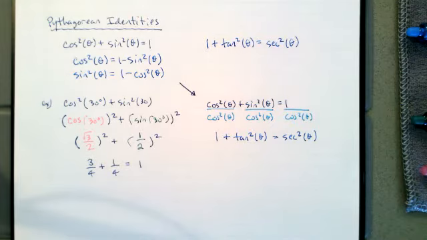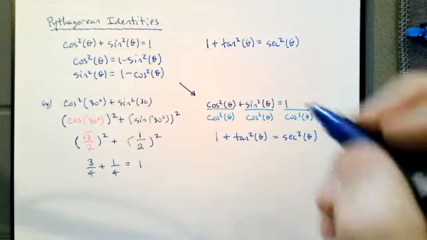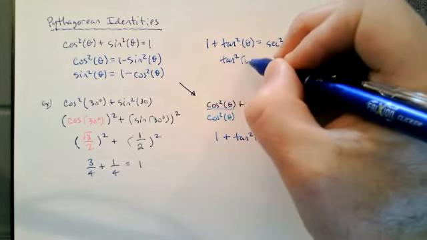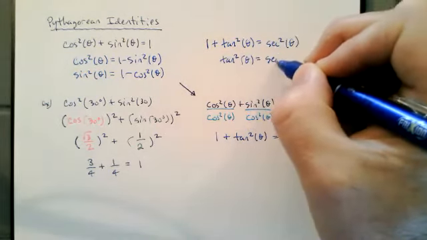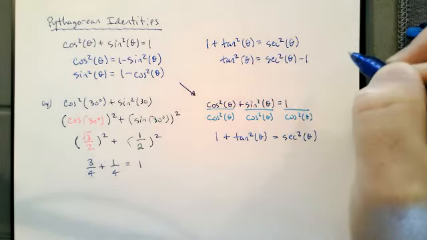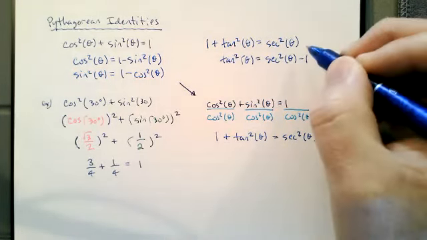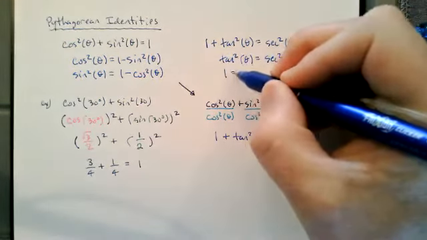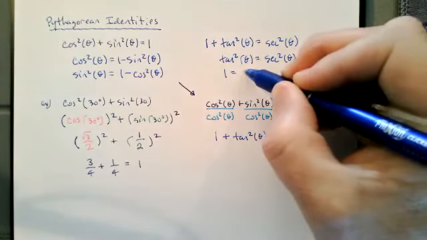But this is a piece of information that says essentially 2 plus 3 equals 5, so I need the other two versions of it. 5 minus 3 is 2, and 5 minus 2 is 3. So I can solve this for tangent by subtracting 1 from both sides and come up with the identity tangent squared theta is secant squared theta minus 1. And I can also solve for the 1 and say that 1 is secant squared minus tangent squared.